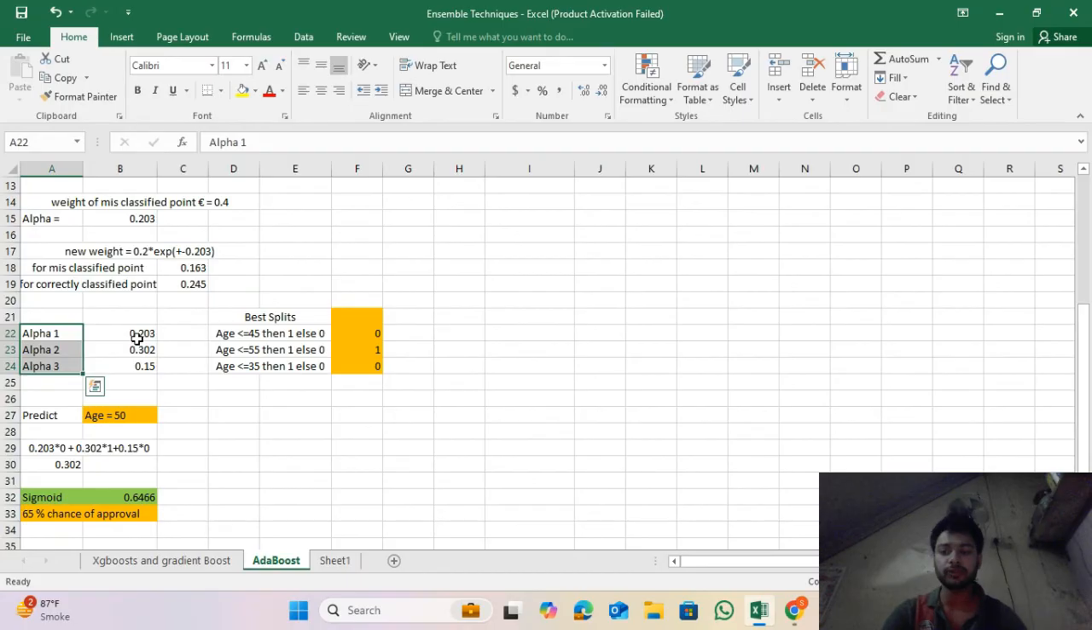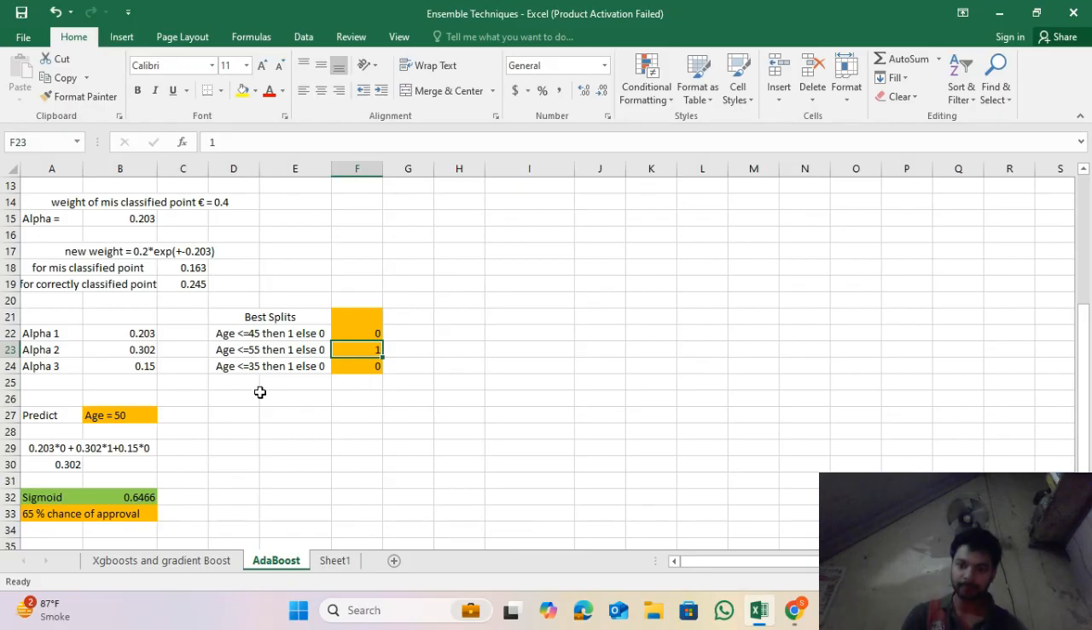Let's suppose we have alpha values of 0.203, 0.302 and 0.15, and the best splits were less than or equal to 45, less than or equal to 55, and less than or equal to 35. So age equals 50 satisfies only one condition, that is age less than or equal to 55, so 1 will be present over here.